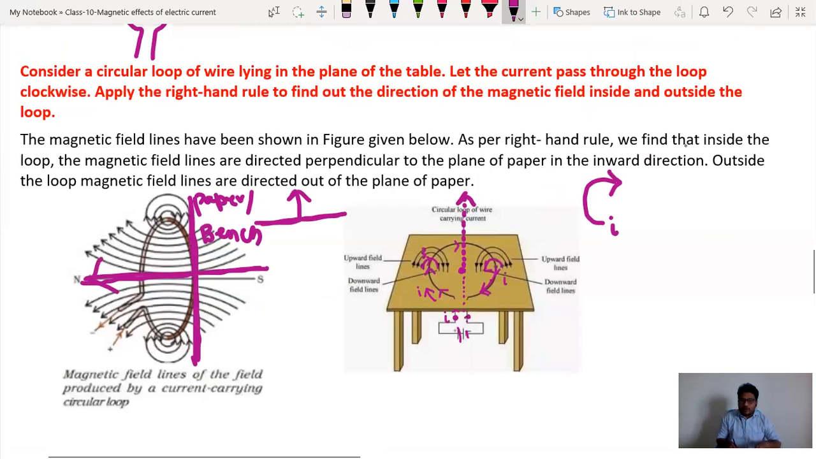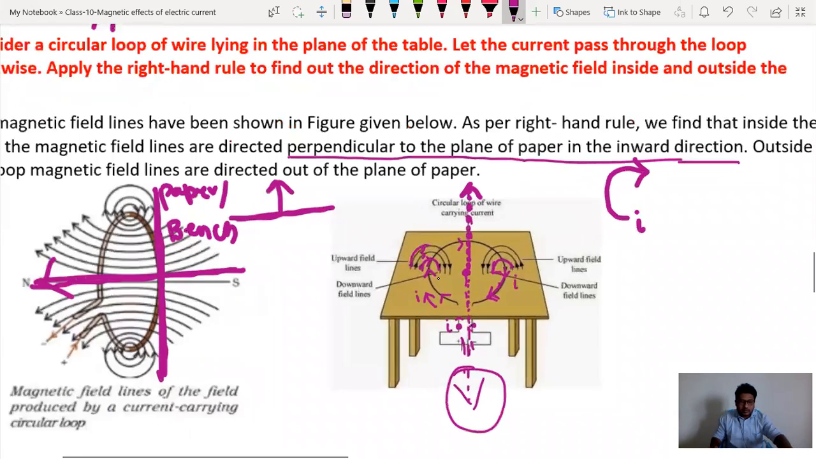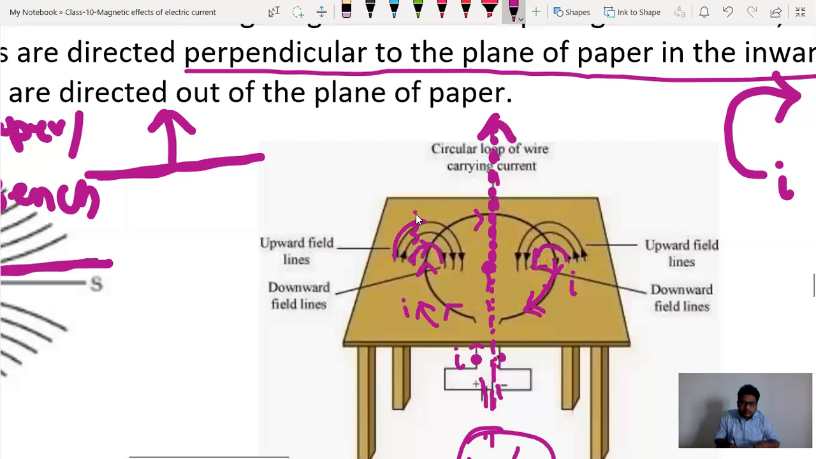So first one, we find that inside the loop, the magnetic field lines are directed perpendicular to the plane of the paper in the inward direction. So perpendicular to the paper in the inward direction means it should be inward like this. Outside the loop, so outside the loop means the loop which is present on the table, magnetic field lines are directed out of the plane of the paper. So you see it is coming out, right? Which is coming out. Here also which is coming out.